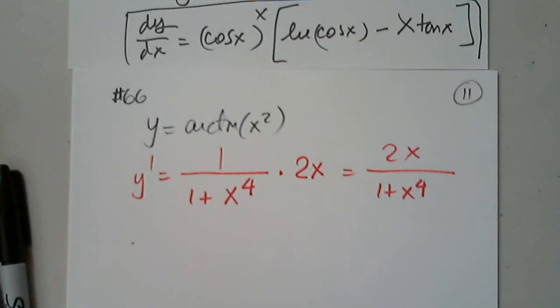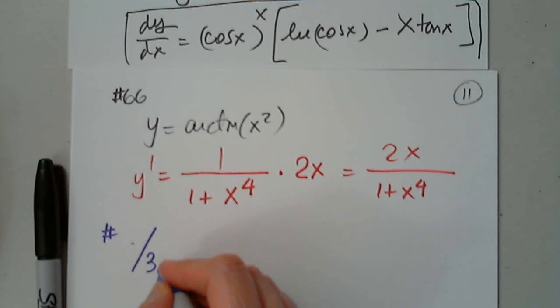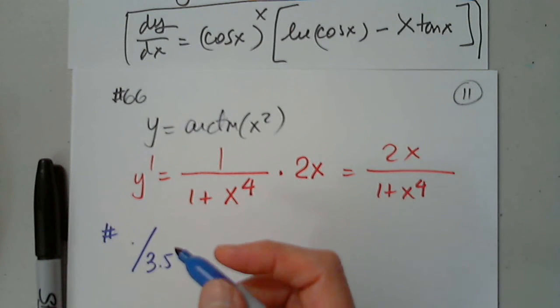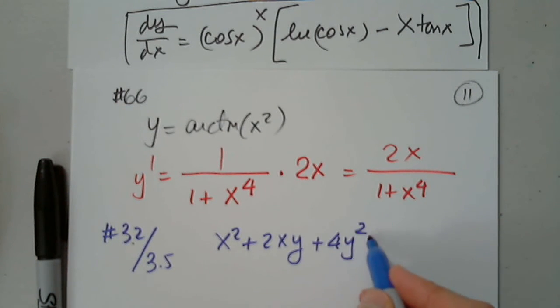Okay, moving on. Back to 3.5. I think it's implicit differentiation. I selected 32. You choose whatever you want. If you don't want 32, we can choose something else. Is 32 okay, or you prefer something else? Okay. 32.